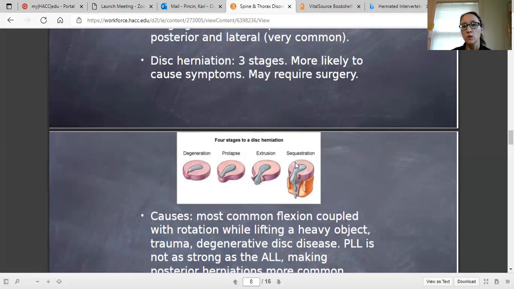Then you have total sequestration. Sequestration is basically when there's no nuclear material left. It's just a hollow shell of an annulus. Sometimes it heals itself, most of the time it doesn't, and eventually the disc just degenerates altogether and the vertebrae themselves start to be bone on bone, and eventually they'll fuse together. Or surgery to help fuse them together would be necessary.